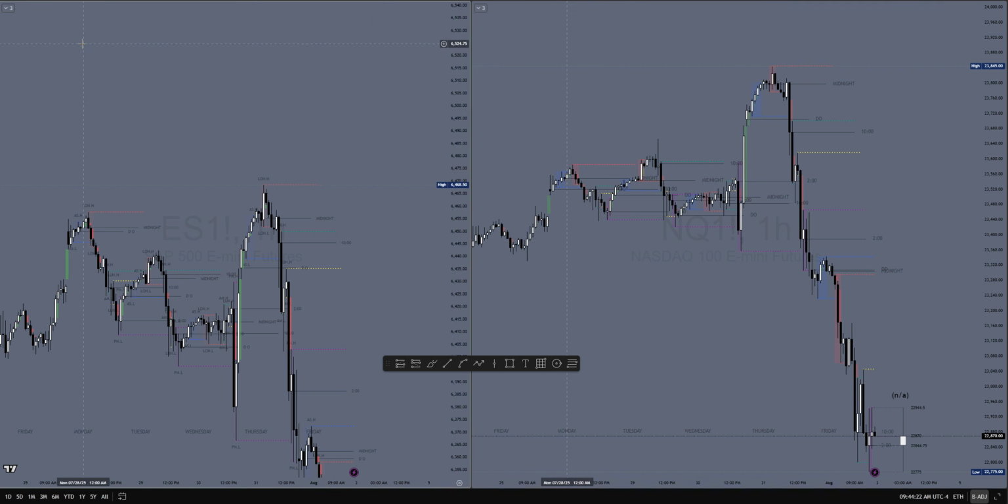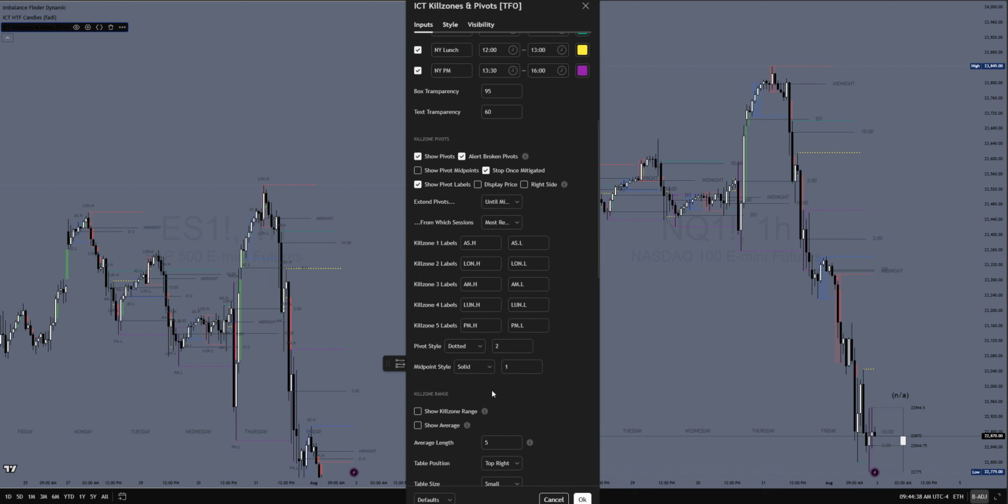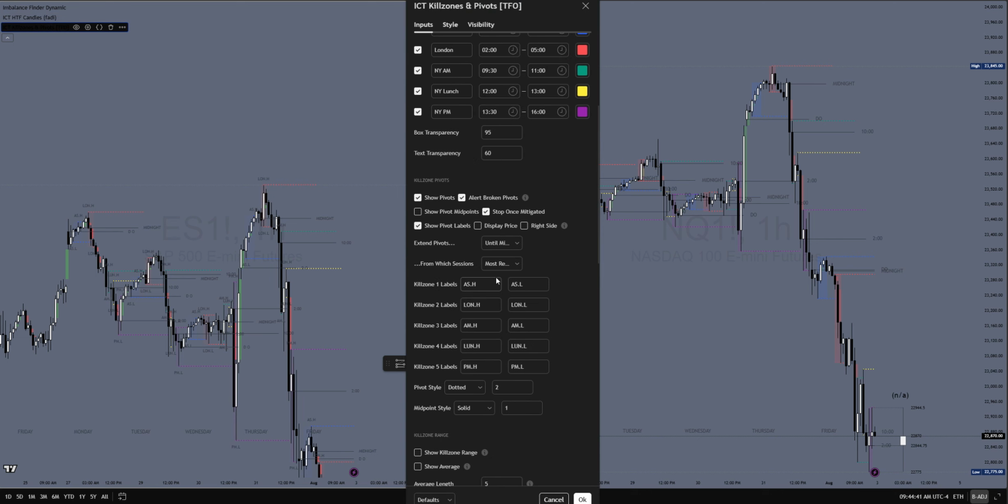All right. For those of you that want to know what this indicator is, this would just be your ICT kill zones and pivots. You would have to customize it a little bit for your liking, but this would simply give your highs and lows so you don't manually have to go ahead and find it at the right time.